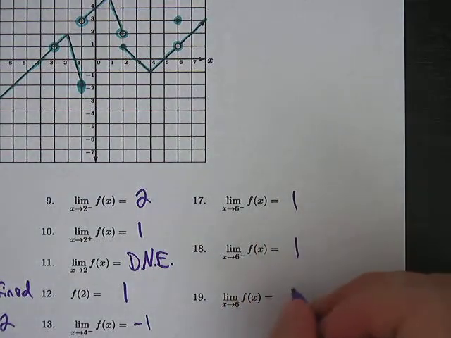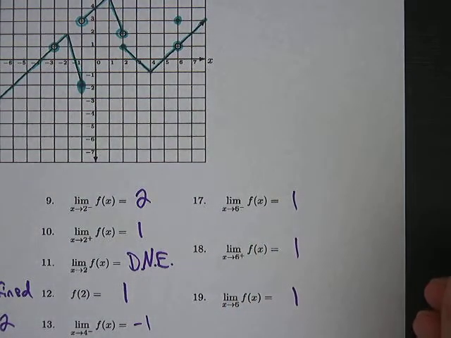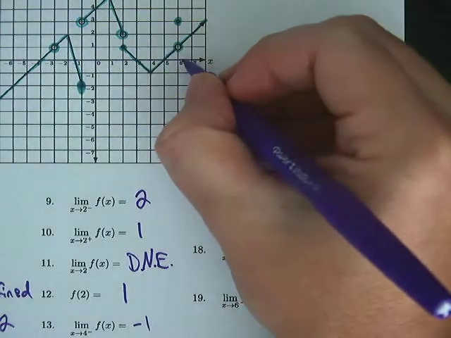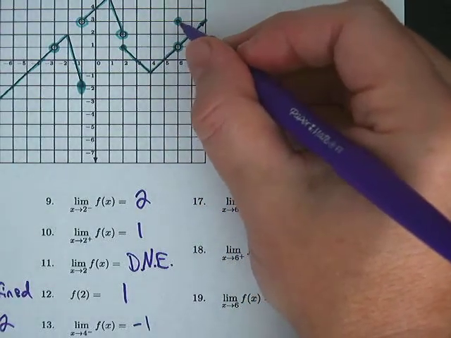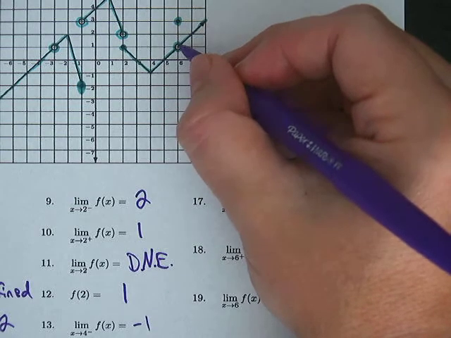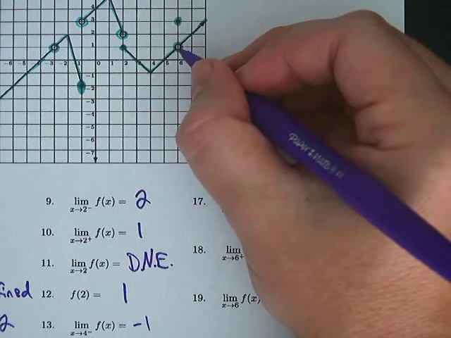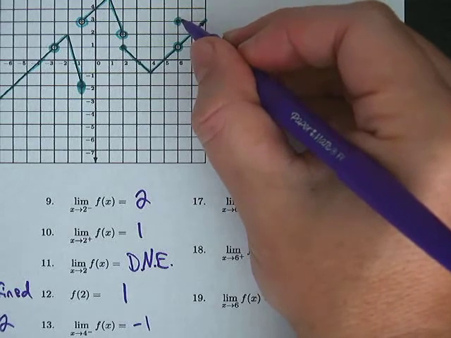1, 1, 1. Now in this case, what is the value at 6? Well, the value here is 1, 2, 3. That's where the actual point is. The limits are approaching here, but when we get to that point, it's actually up here. So 3.